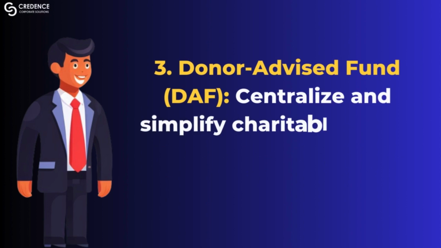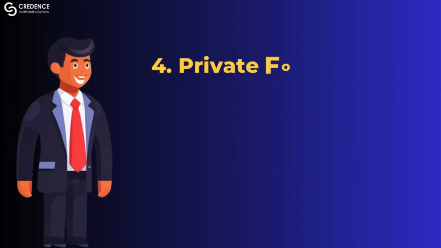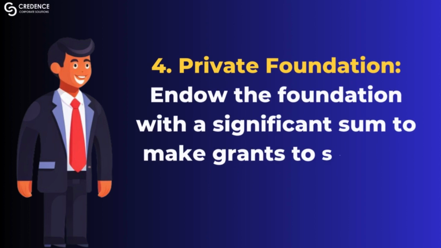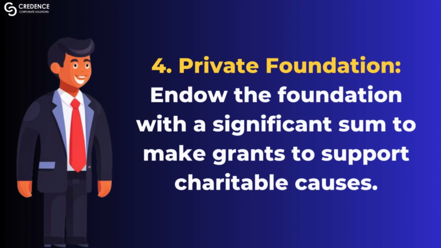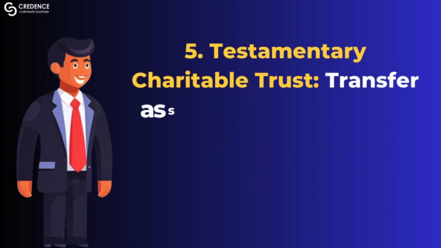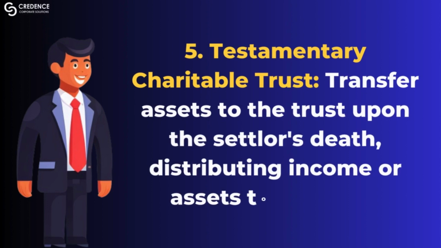Donor-advised fund: centralize and simplify charitable giving by contributing assets to the DAF. Private foundation: run a private foundation with a significant sum to make grants to support charitable causes. Testamentary charitable trusts: transfer assets to the trust upon the settlor's death, distributing income or assets to charities.